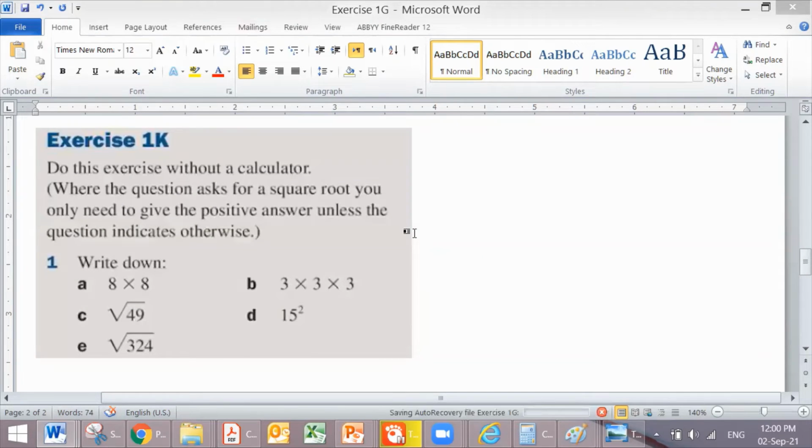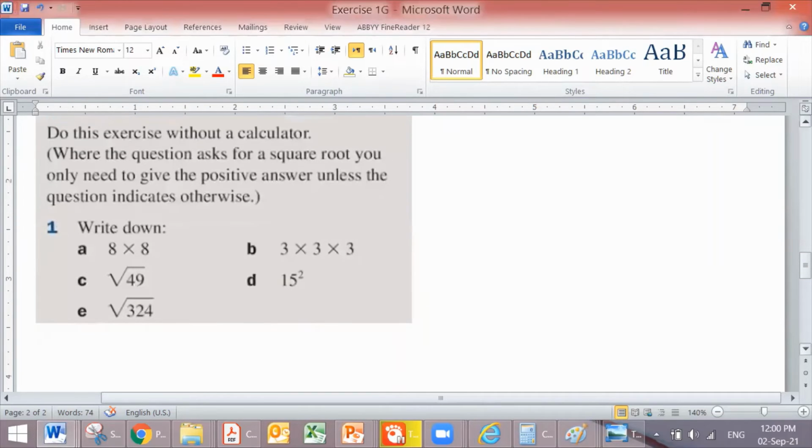Okay, so this one is exercise 1K. I'm just helping you to solve it, otherwise it will be solved by you yourself. I have included some questions from this exercise in your worksheet also. Today, I have uploaded the worksheet also.